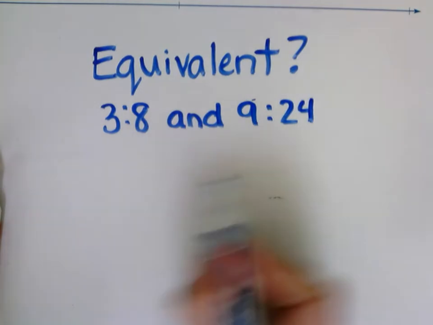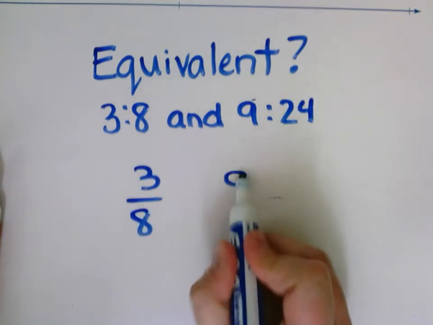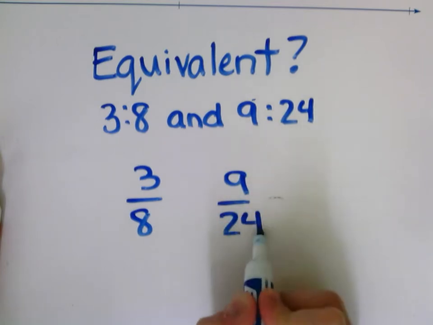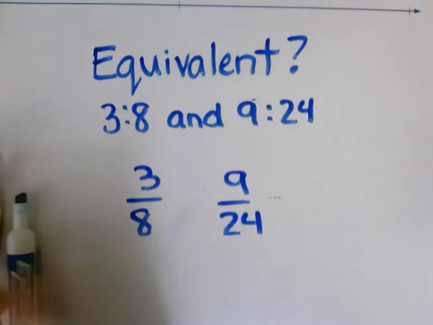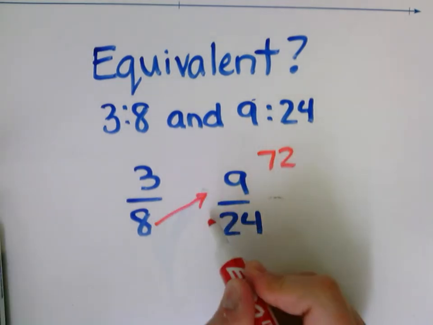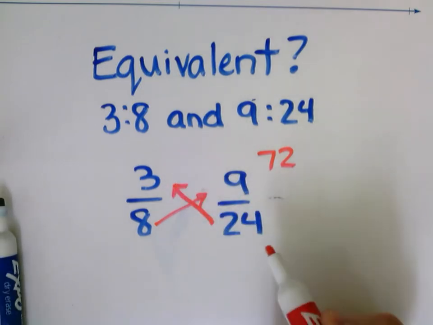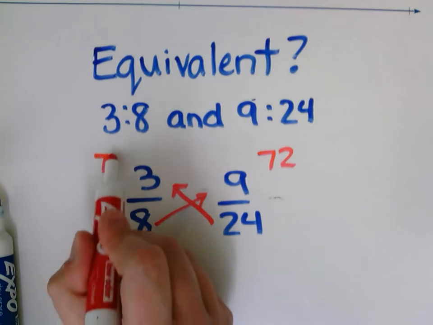So I'm going to rewrite these as a fraction, as its value. All right, I'm going to multiply this way. Let's use a different color. I'm going to multiply that 8 times the 9. I get 72. I'm going to multiply 24 times 3. 24 times 3 is also 72.